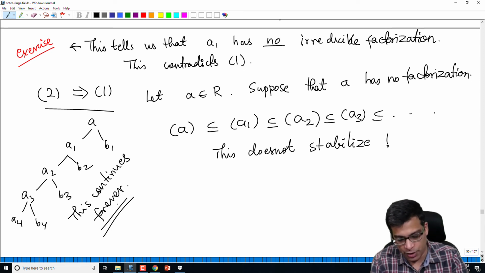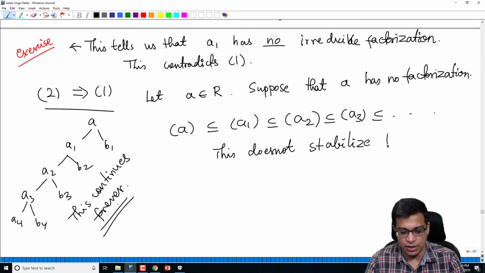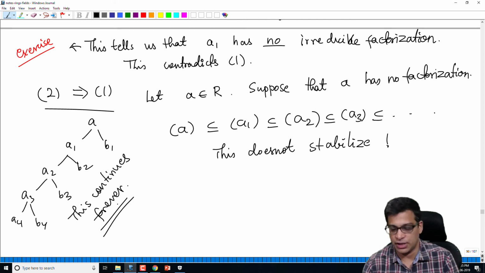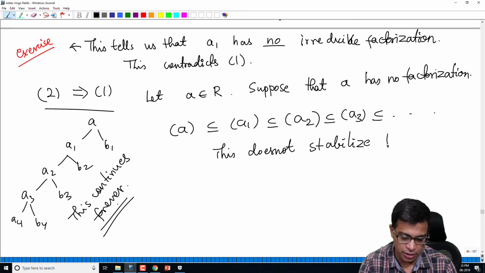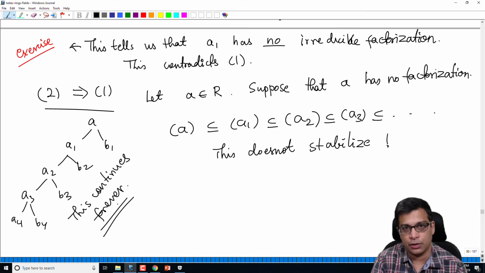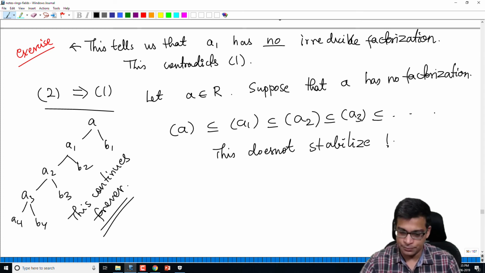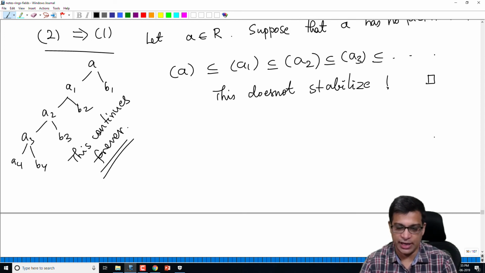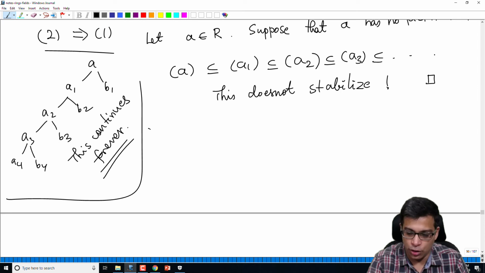Maybe it stops here, but B3 we factor, it does not stop there. So wherever it doesn't stop, if you trace through that path, we get an infinite chain of principal ideals which does not stabilize. So this is not quite correct, because it may be that this stops but somewhere else it doesn't stop. But it doesn't matter. I can assume without loss of generality that this doesn't stop. So this does not stabilize. So 2 implies 1.